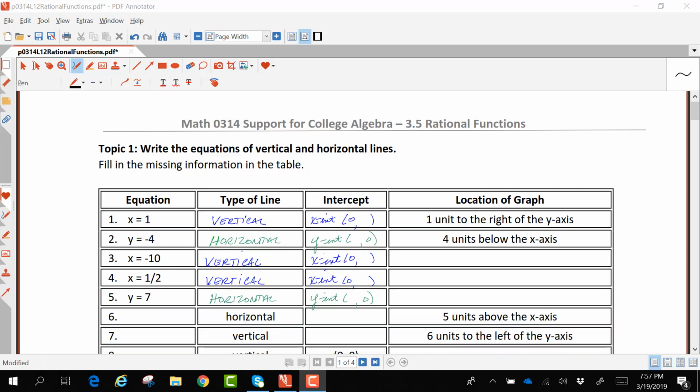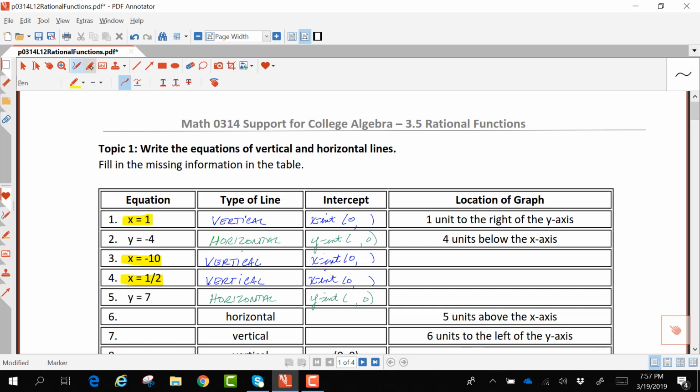Welcome to today's lesson on rational functions. Topic 1 is focused on vertical and horizontal lines. A vertical line will always have an x equals equation. And you can see written in blue, I have a reference to each vertical line.